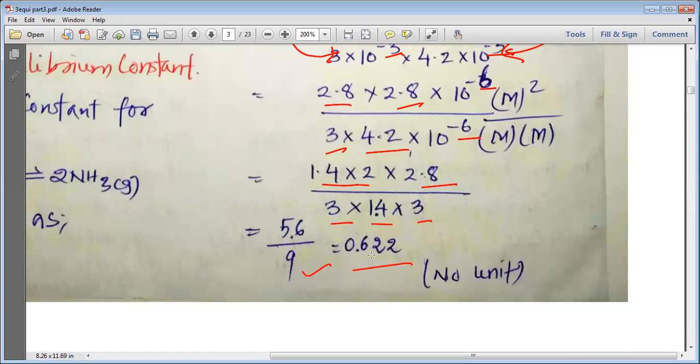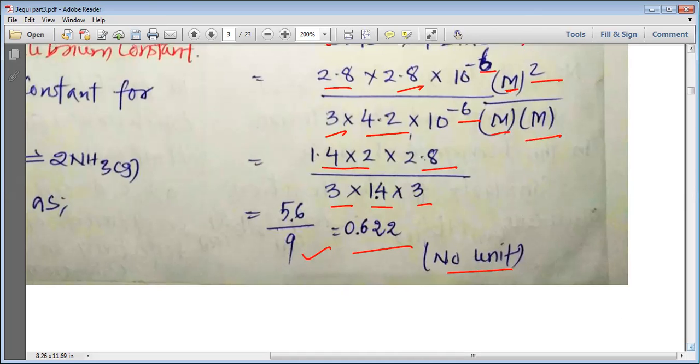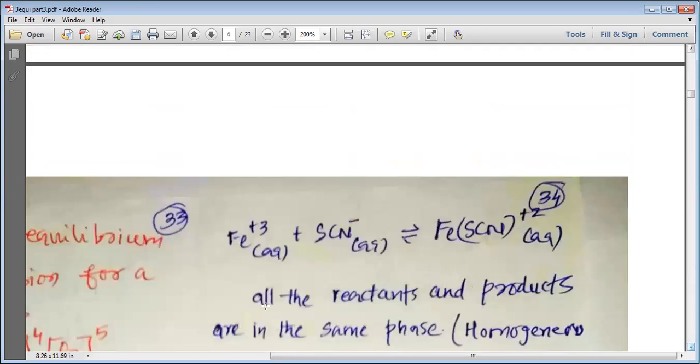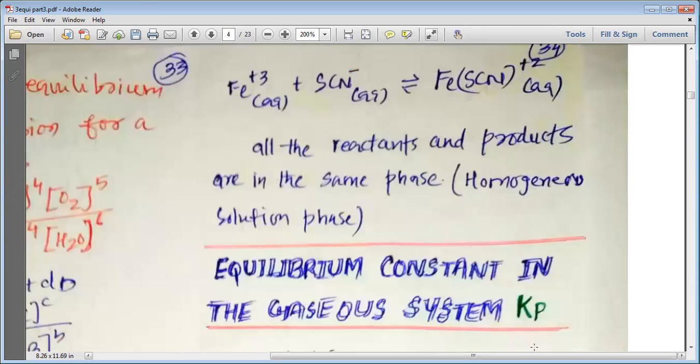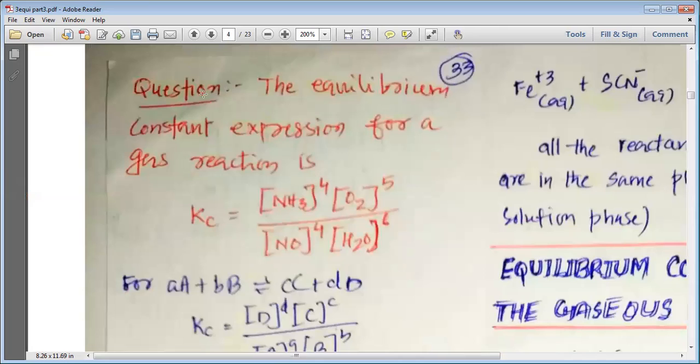which is 0.622. Now you can see that I have written here there is no unit, because on the upper side it is mole per liter square, divided by mole per liter into mole per liter. So due to this reason, there is no unit for this answer. Now let's move forward and understand the next question.